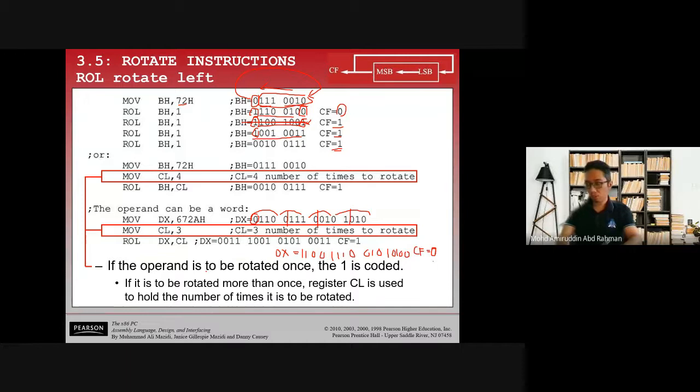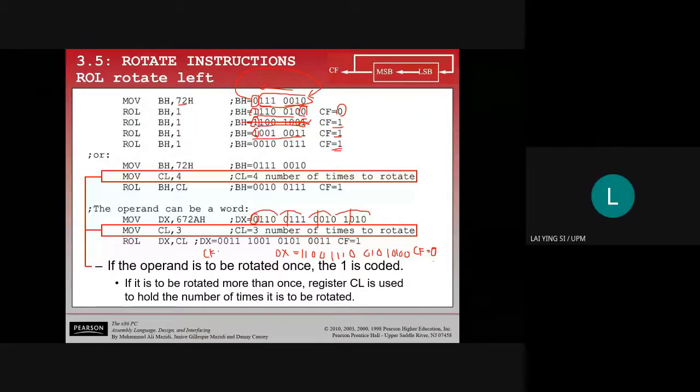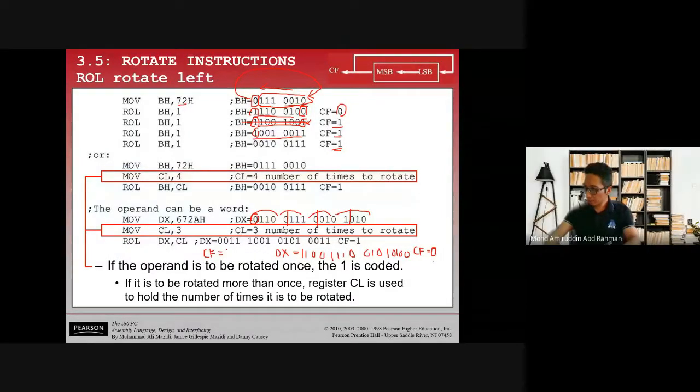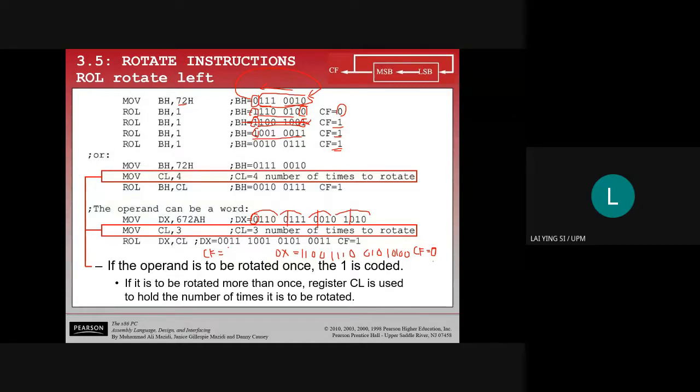All right, how about the second one? Who wants to try? Okay, Lai Yingxi, you want to try? So what's your CF? CF is equal to 1. Okay, and what's your DX?